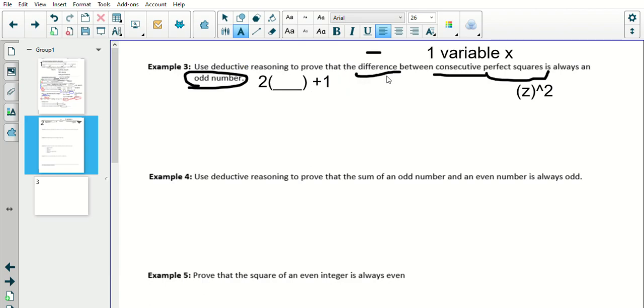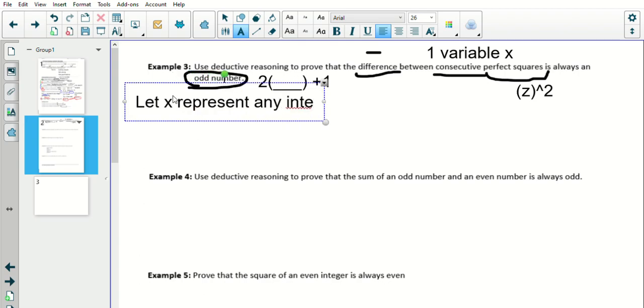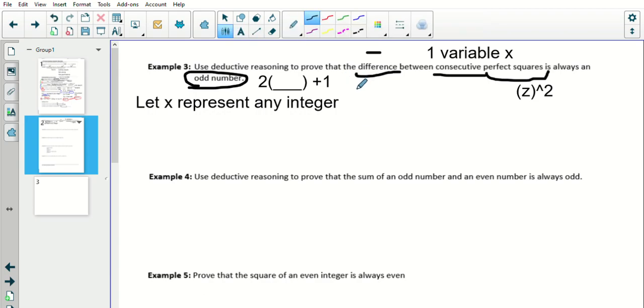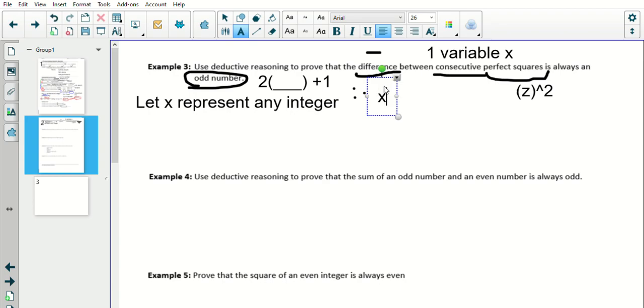And oftentimes that kind of helps people get directed in this stuff. So if you know what your goal is, you can kind of work backwards to get there if you need to. Okay, so we're going to start with our statement. So I'm going to say let X equal or represent any integer. Okay? And therefore, and I'm going to draw my little therefore symbol, therefore, okay, X plus 1 is the next number in the series.